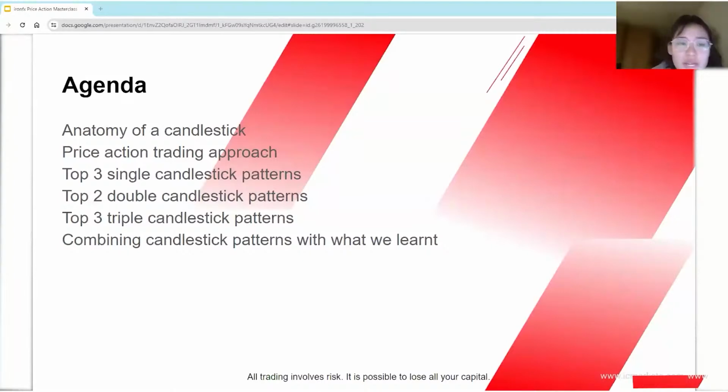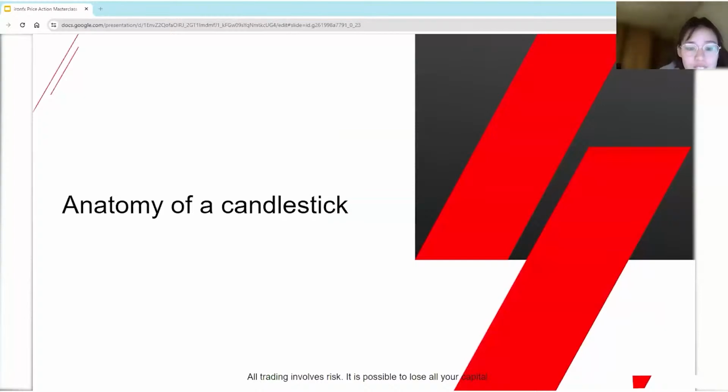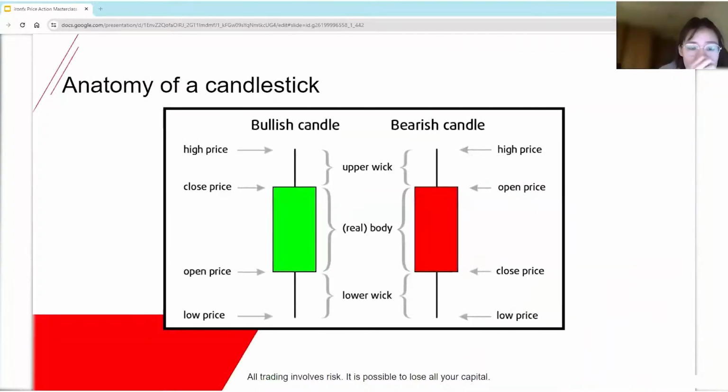Okay, let's go ahead and get started with the anatomy of a candlestick. So here we have a bullish and a bearish candlestick. On the left, basically the tip of the bullish candle is the high price, and the close price starts at the start of the body of the candlestick. If we look at the lower wick, the open price starts at the bottom of the body and ends at the lower price, which is at the end of our candlestick.